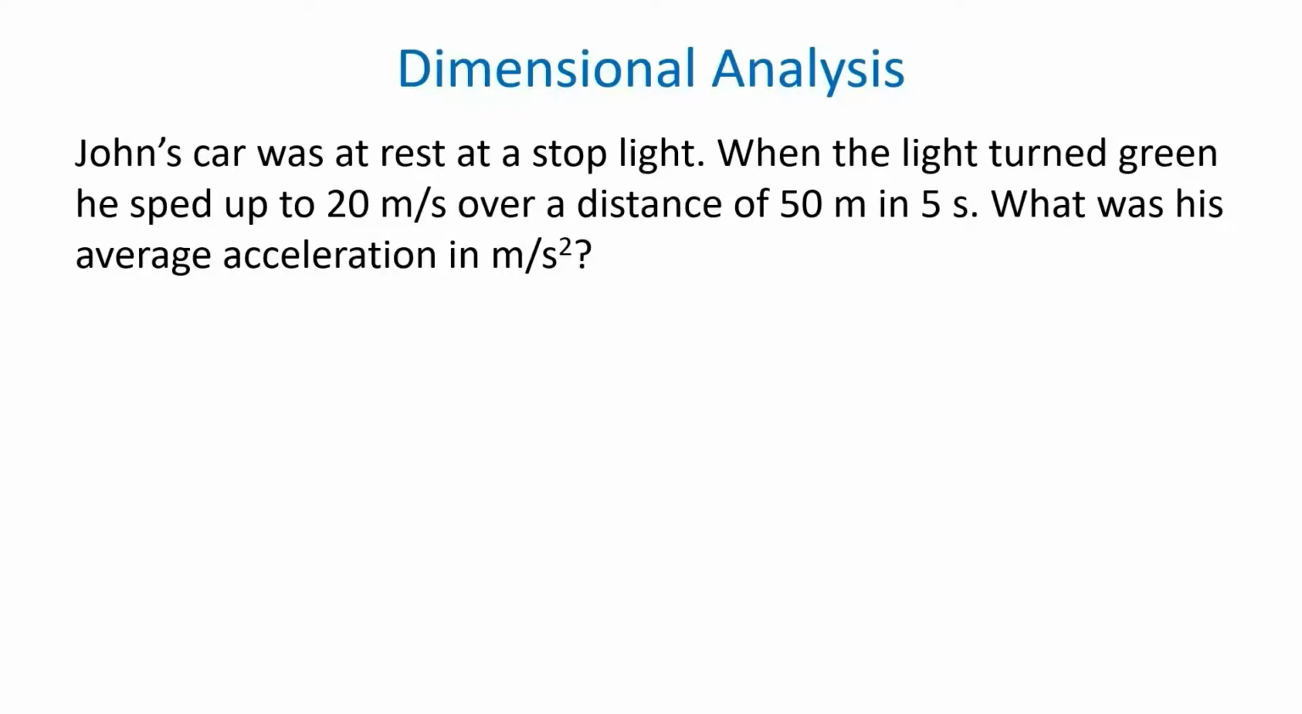We're going to move on to a new subject. This is known as dimensional analysis. So another way of saying dimensional analysis is tracking units. So here's an example. John's car was at rest at a stoplight. When the light turned green, he sped up to 20 meters per second over a distance of 50 meters in 5 seconds. What was his average acceleration?